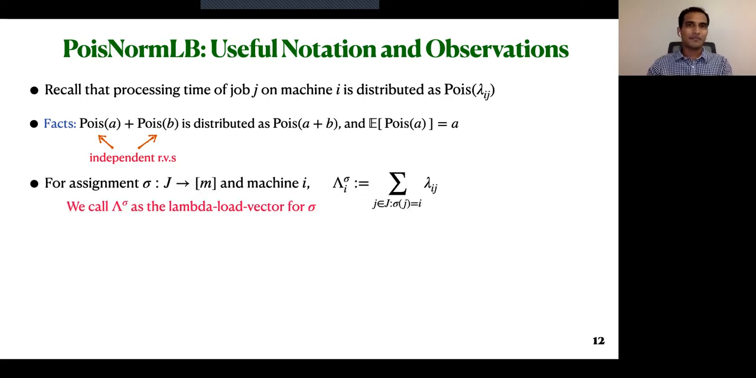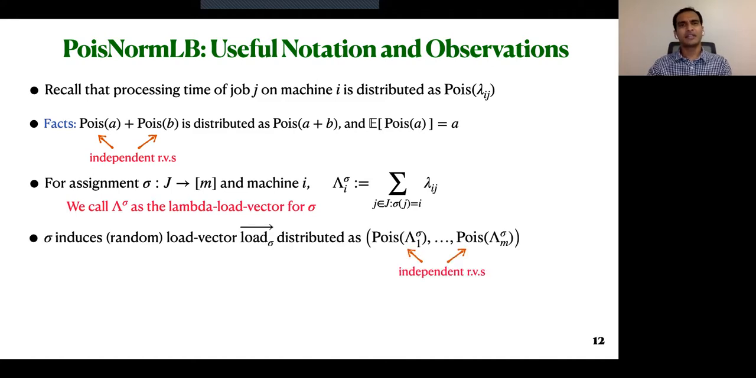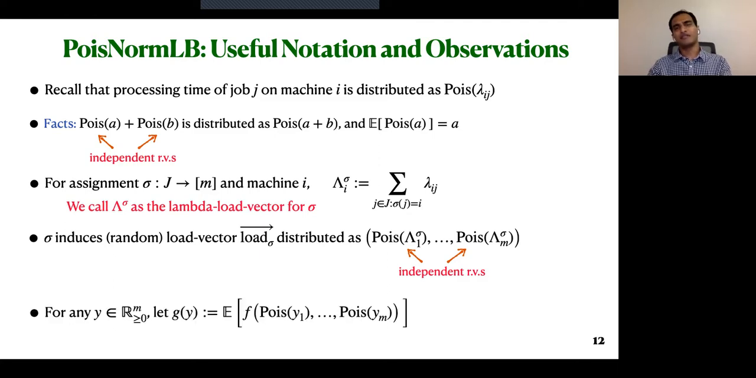For an assignment sigma and a machine i, we define the lambda load on i to be the sum of lambda_ij's of those jobs that are assigned to machine i. We refer to this vector as the lambda load vector for sigma. With this notation, an assignment sigma induces a random load vector whose ith coordinate is an independent Poisson random variable with mean lambda_i. It will also be helpful to define a function g that maps an m-dimensional vector y to the expected f norm of a random vector whose ith coordinate is a Poisson variable with mean y_i.